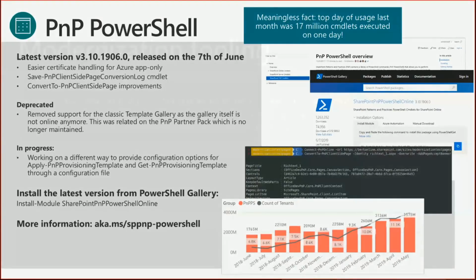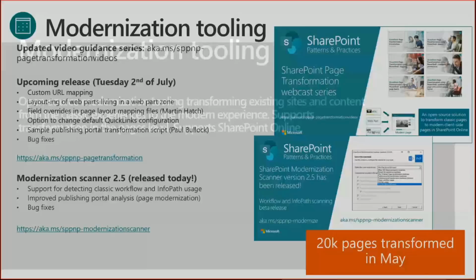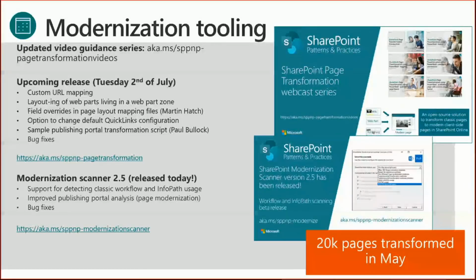And then let's go to the modernization tooling, a quick update over there as well. The next release on July 2nd will have some cool features. We have custom URL mapping. Page transformation takes an old page, a wiki page, web part page, or publishing page, and creates a modern page out of it. Custom URL mapping will allow you to give us a file saying all these old URLs have to become these new URLs. So you can really control how URLs are rewritten.